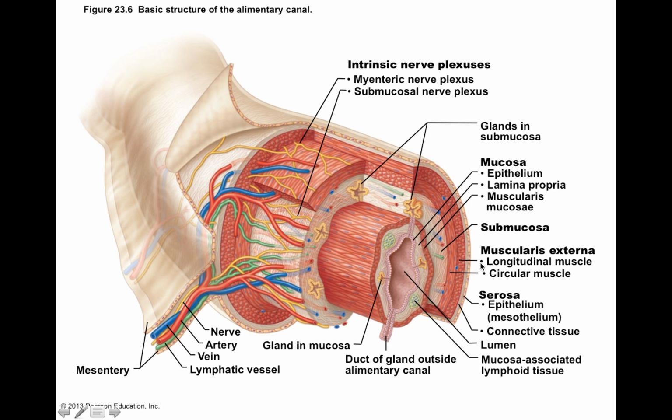Now, what's also embedded within the submucosa are some larger glands, like mucus glands that can drain mucus into the inside of the lumen. What do you guys think is the function of this mucus? Why do you want mucus along the inside of the digestive tract? So it's lubrication. Good. What else? Do you guys know? It's also protective.